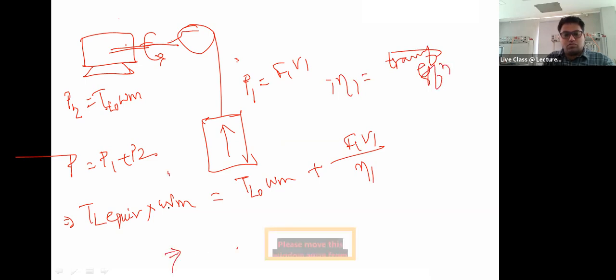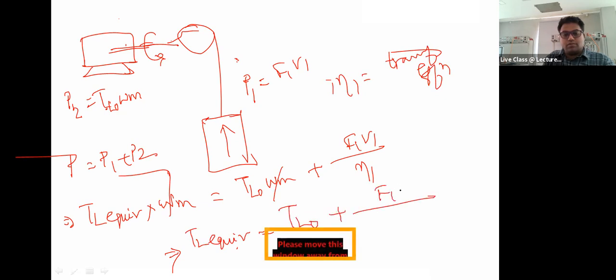So omega m gets cut out. So T L equivalent would be equal to T L naught plus F1 V1 by omega m, and we have this eta 1 also, right? So this would be the equivalent load torque.